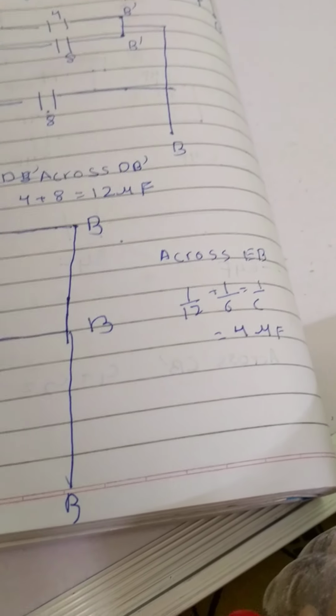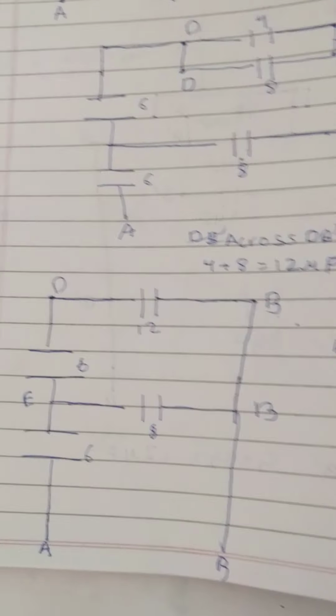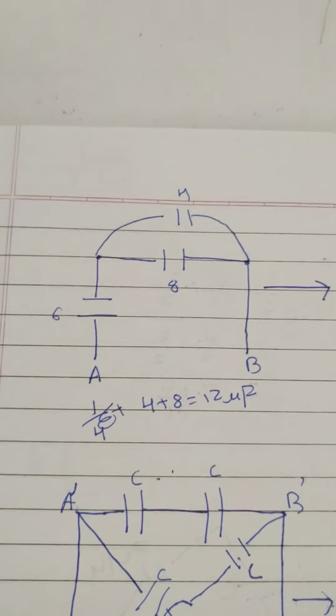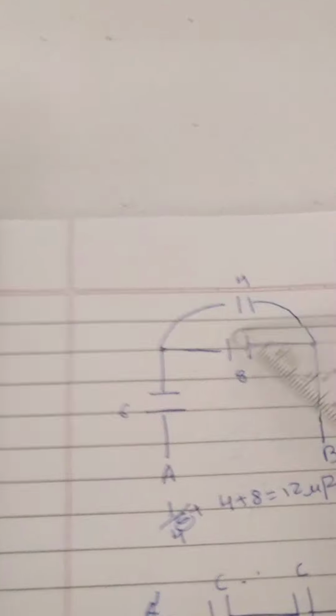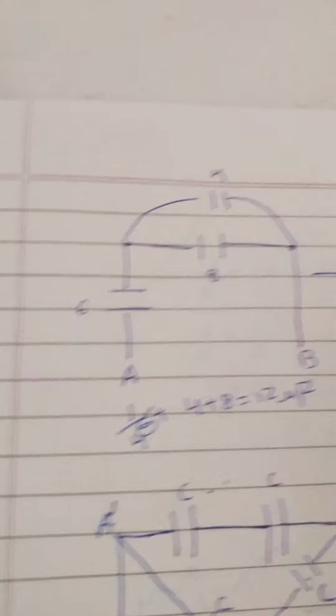So across EB I got this as 4 microfarads. Now I can just write that 4, removing them. See, it's like this. I've removed 12 and 6 and wrote this. Now easy, you can just write this 4. Now tell me, are this 4 and 8 in series or parallel? No, they are in parallel. See, two common points connecting them. Got it?